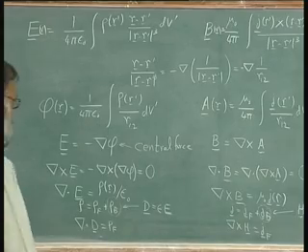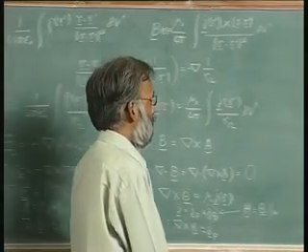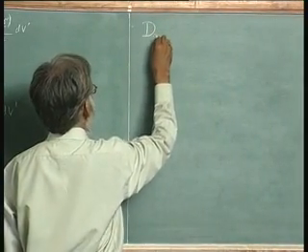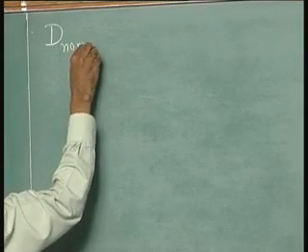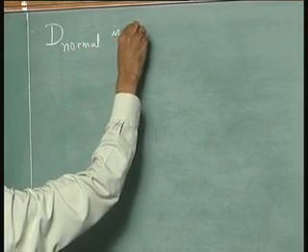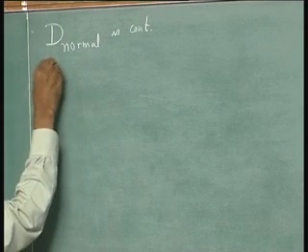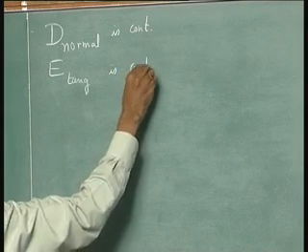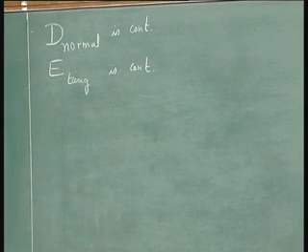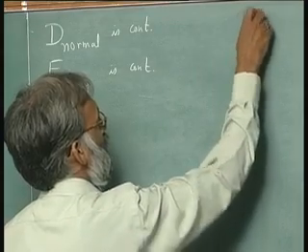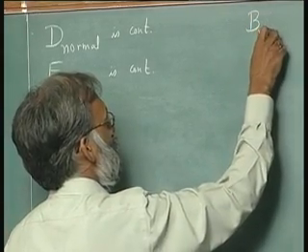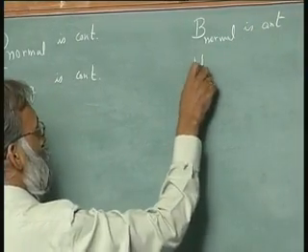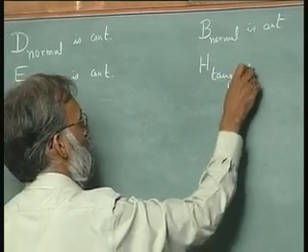Finally, we can also write down the boundary conditions. The boundary conditions we had were: D normal is continuous, E tangential is continuous. In the magnetic field case, B normal is continuous, H tangential is continuous.